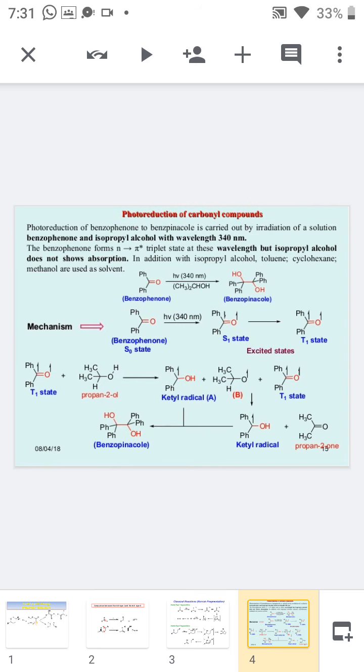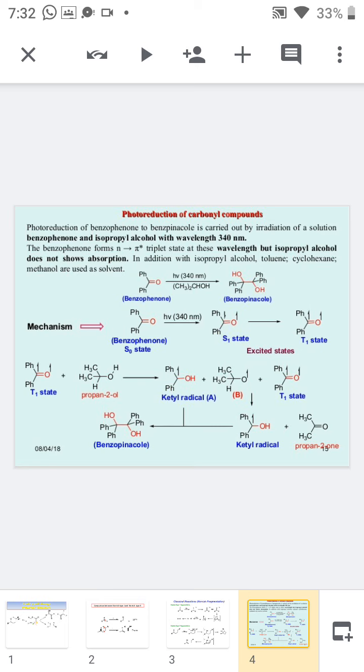Now we are moving into the next topic, that is photoreduction of carbonyl compounds. I already told you that the carbonyl group is very reactive in almost all photochemical reactions, since it has three different types of electrons. Reduction means the addition of hydrogen. Photoreduction means the addition of hydrogen in the presence of light. So benzophenone undergoes photoreduction to form benzopinacol, which is carried out by irradiation of a solution of benzophenone and isopropyl alcohol with a wavelength of 340 nanometers.